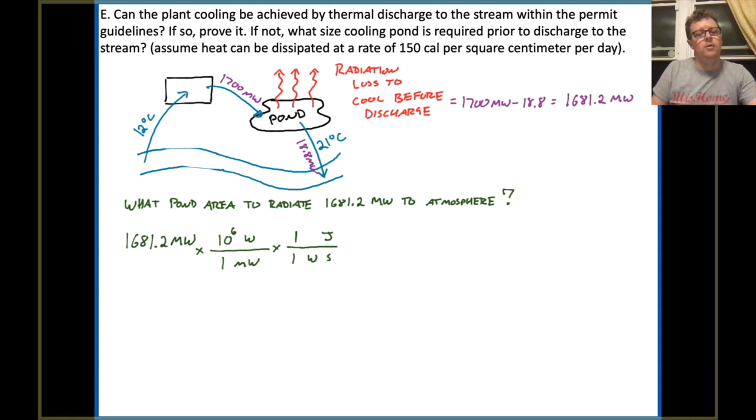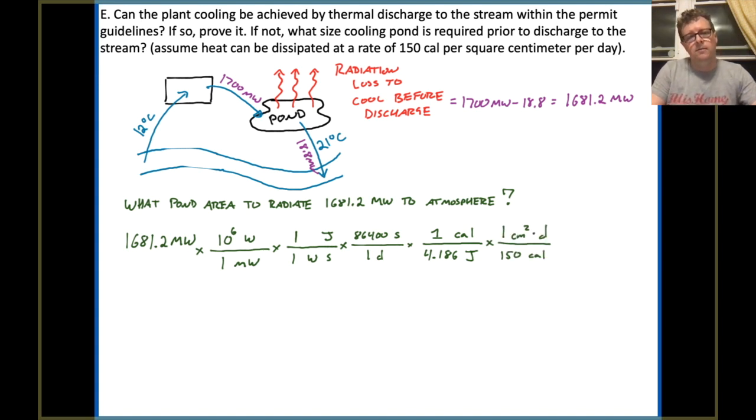So starting here with 1,681.2 megawatts, that's the energy we need to radiate, and I'm turning that into watts and converting watts into joules per second. The reason I'm doing this is because thinking through my units, getting back into joules is a more readily transferable unit for me to use here. So I'll turn my time from seconds into days, and then I'll remember that 1 calorie is 4.186 joules. So the calories to joules conversion is something that we would look up.